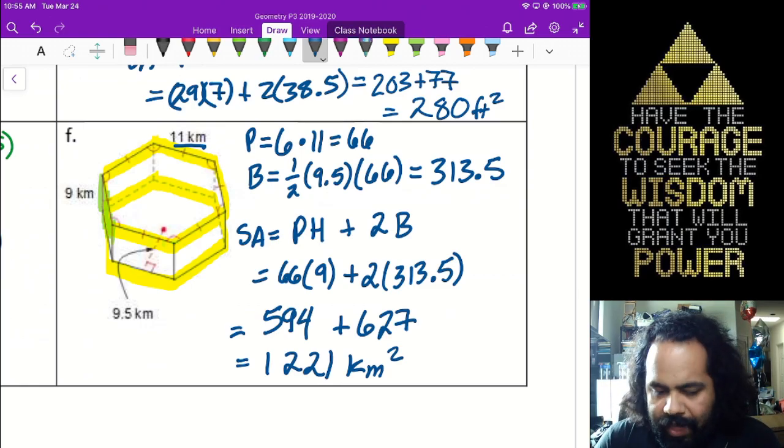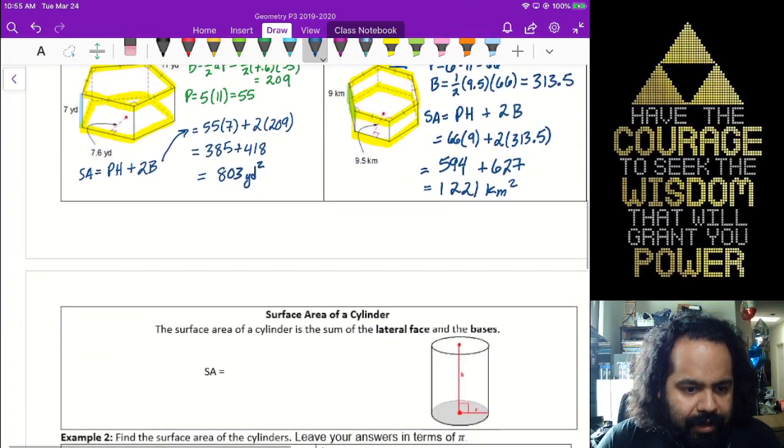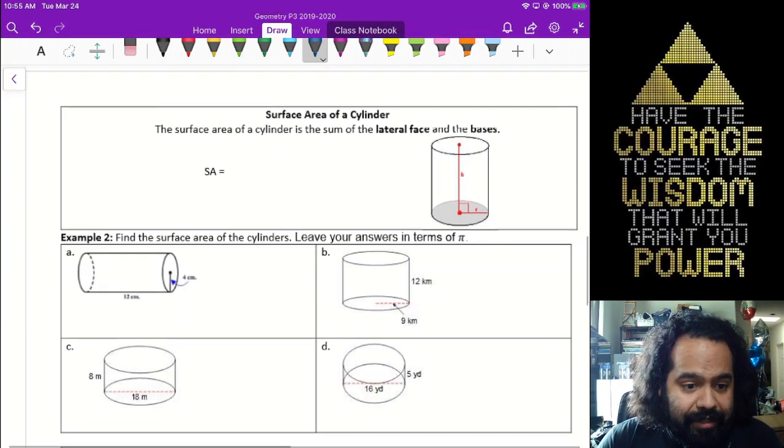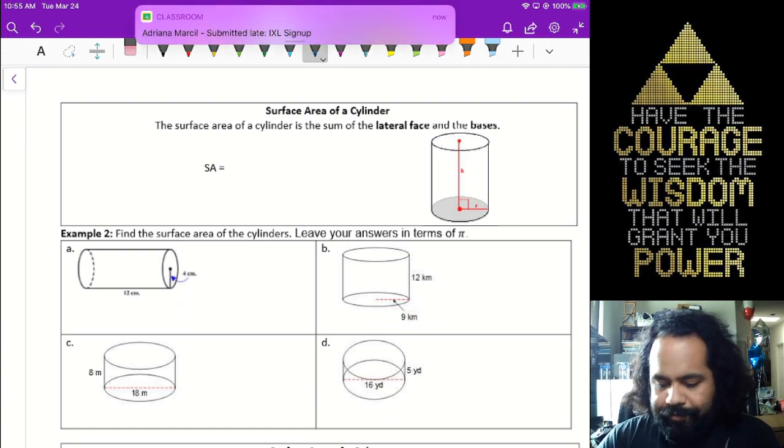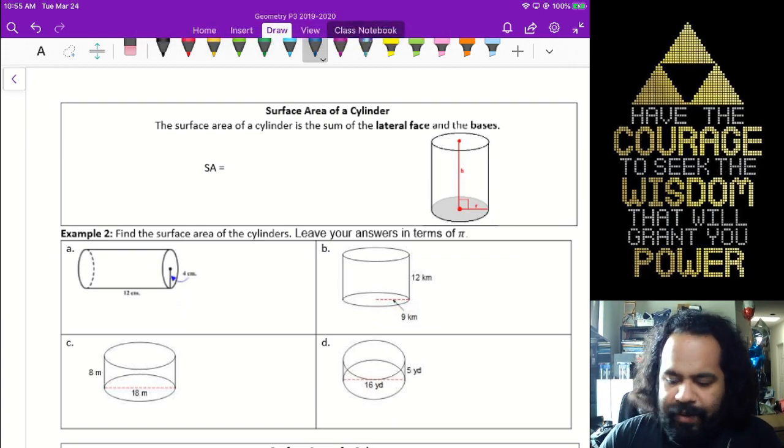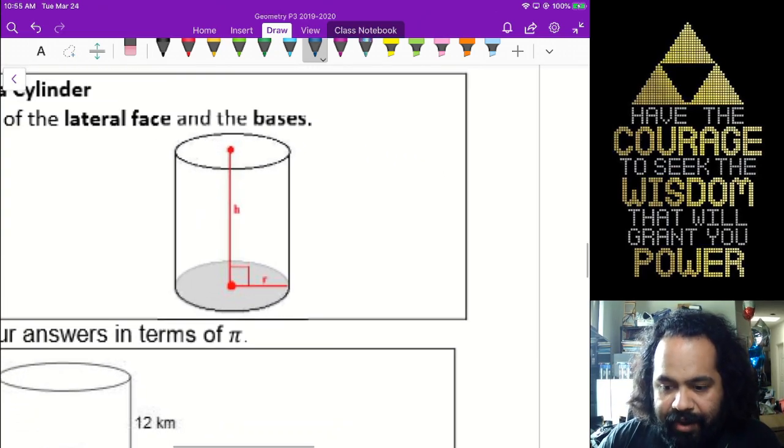So here we go. Let's go to the back page. We're now going to talk about cylinders. Now, cylinders are really the same as prisms. They're just a specific type of prism with a round base. So something we do need to review is how to find the area of a circle.